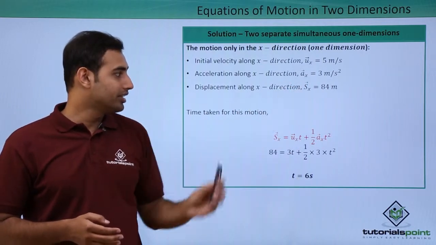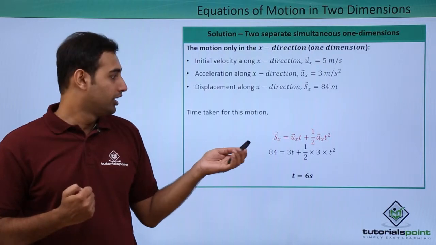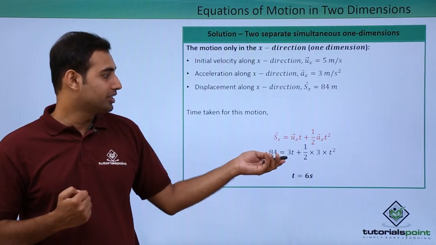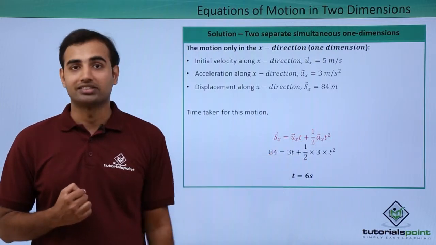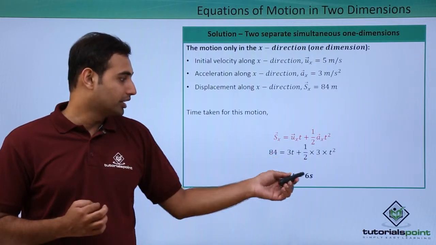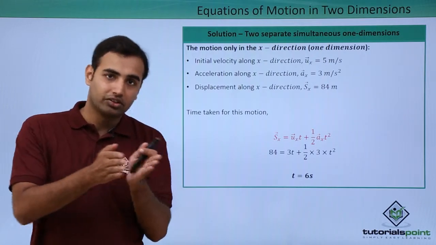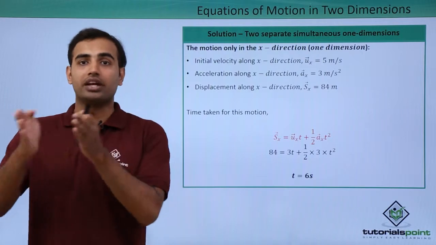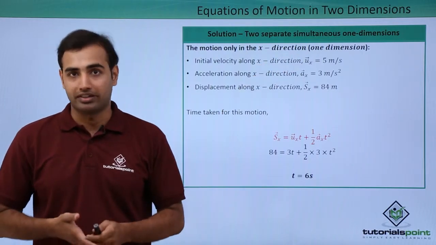If I use these three and I calculate time first using the second equation of motion, it will come out to be 84 is equal to 5t plus half into 3 into t square. Everything along the x direction only. And the time that comes out to be is 6 seconds. So it takes the object 6 seconds along the x direction to move from 0 to 84 when this initial velocity and this acceleration is present along x.